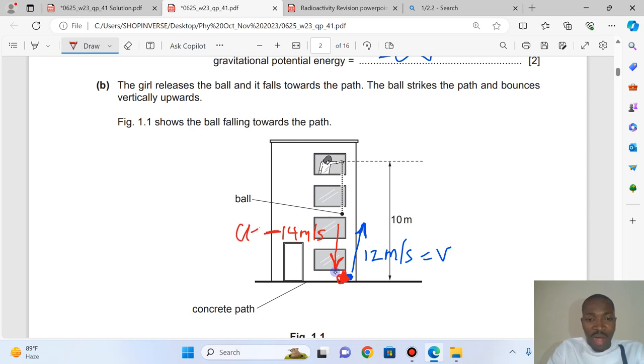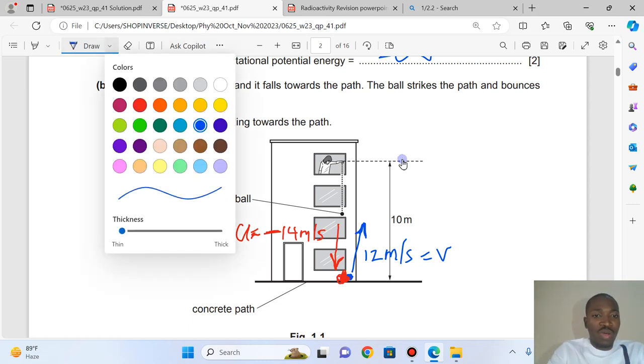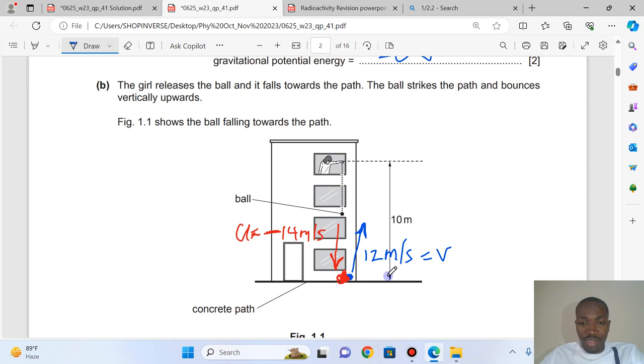Why? Velocity is a vector quantity, so we can't take both of them to be positive. One will be positive, the other will be negative, because the ball traveled in opposite directions when it hit the floor. So taking 12 as positive, then 14 becomes negative. Why? Because the direction of 14 is opposite to the direction of the 12. The direction of the 12 is upwards.